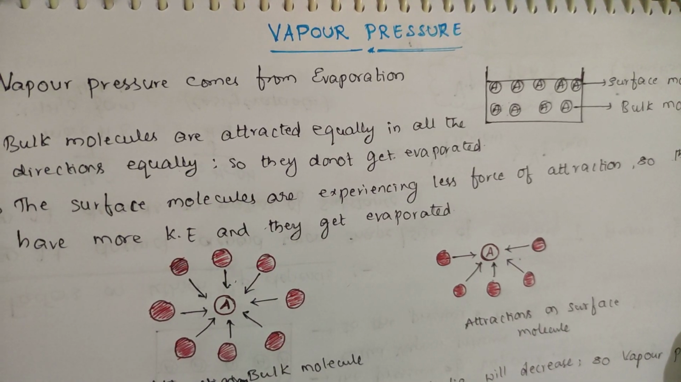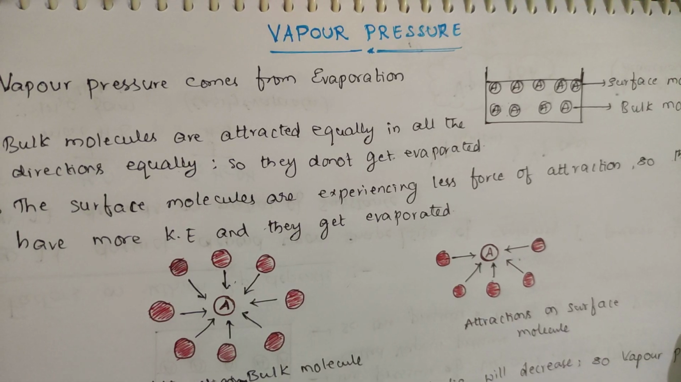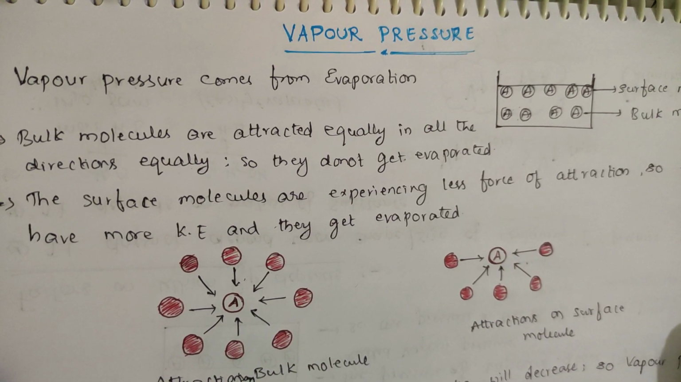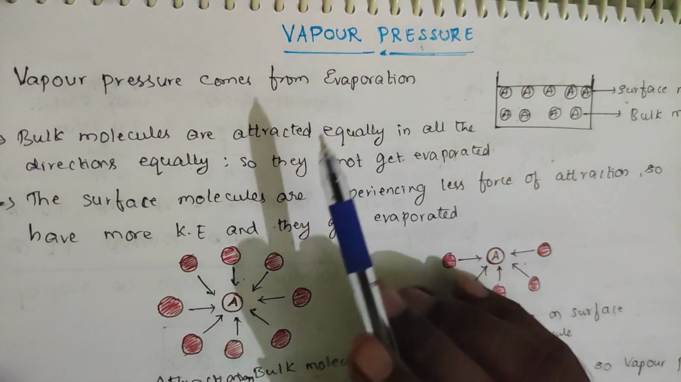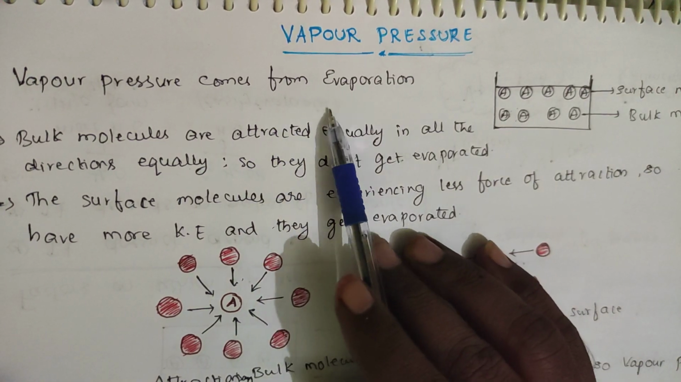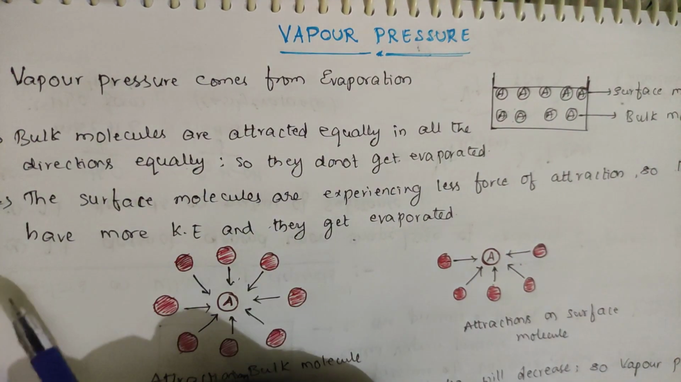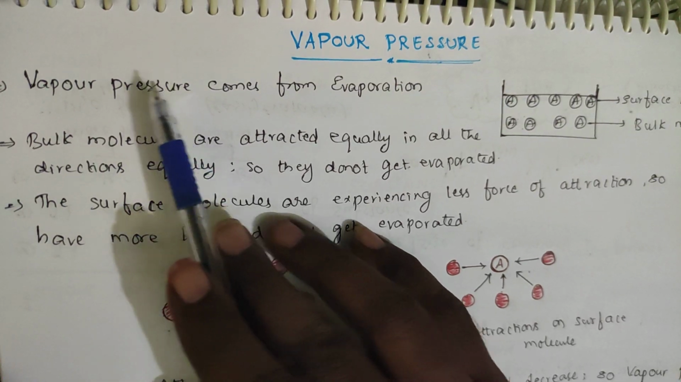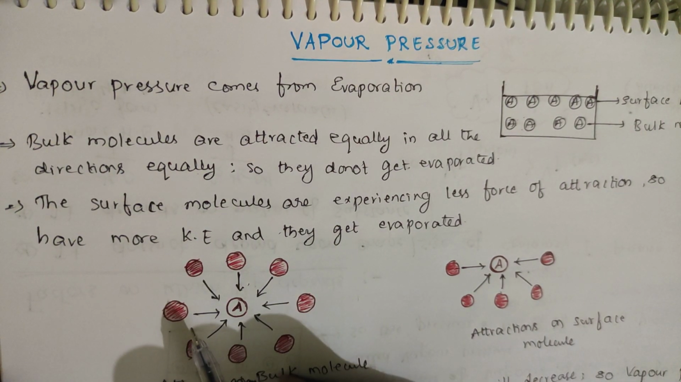In this lecture, we are going to deal with respect to the vapor pressure. When the vapor comes into existence, whenever any substance gets evaporated, then it gets converted into the vapor. And whatever the pressure exerted by that particular vapor, that is called vapor pressure.